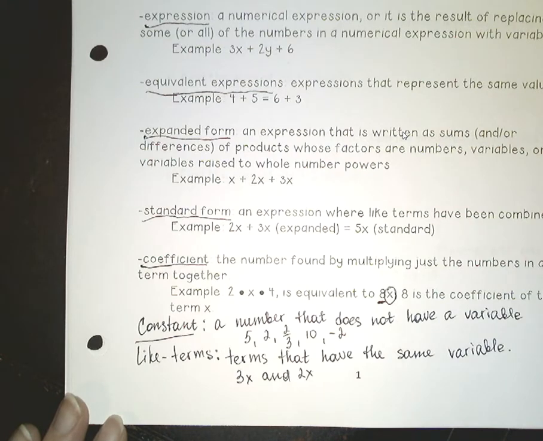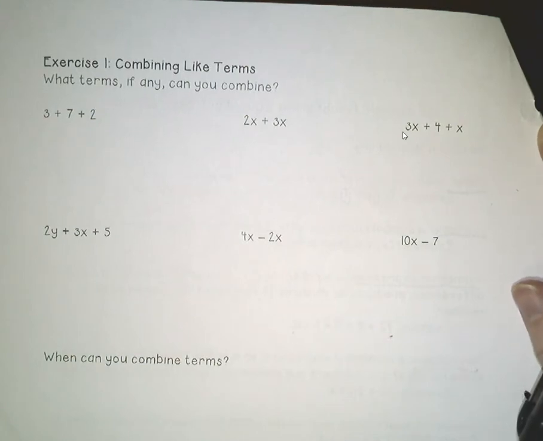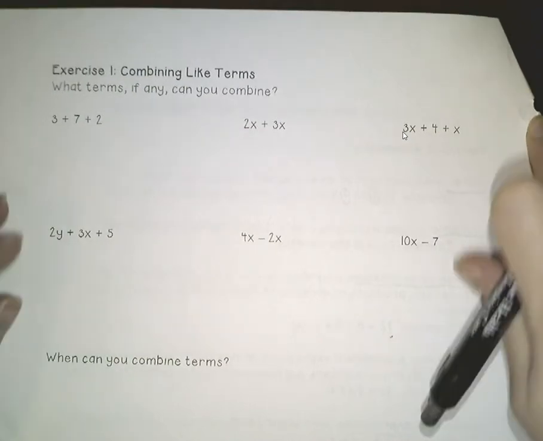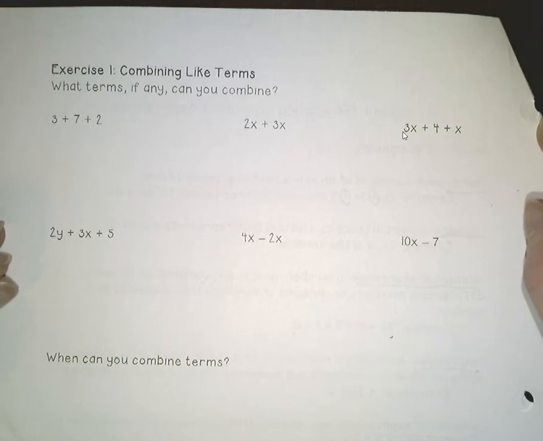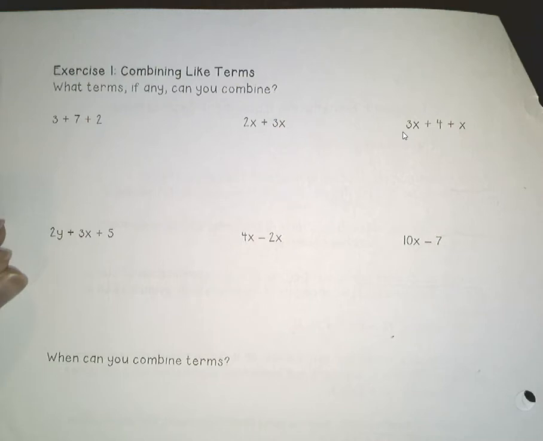3y and 2y will also be like terms because they both have y's next to them. Okay? So let's try to apply all these words using them in our problems here. In exercise 1, they're asking us to combine like terms. Right away, we have two new words, terms and like terms, that we need to know. Terms are separated by the plus sign, and like terms have the same variable, or even don't have it. They're just numbers, right?